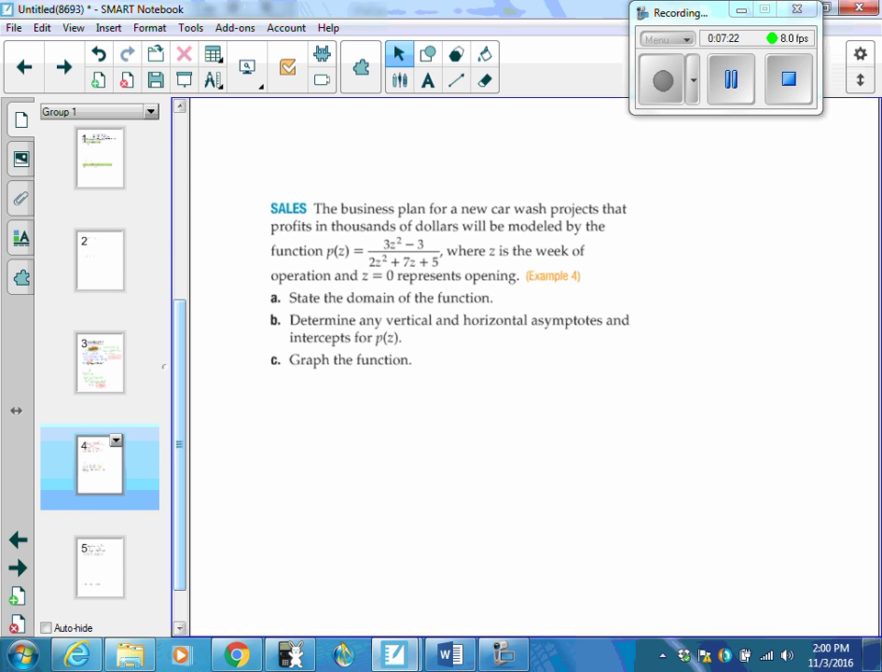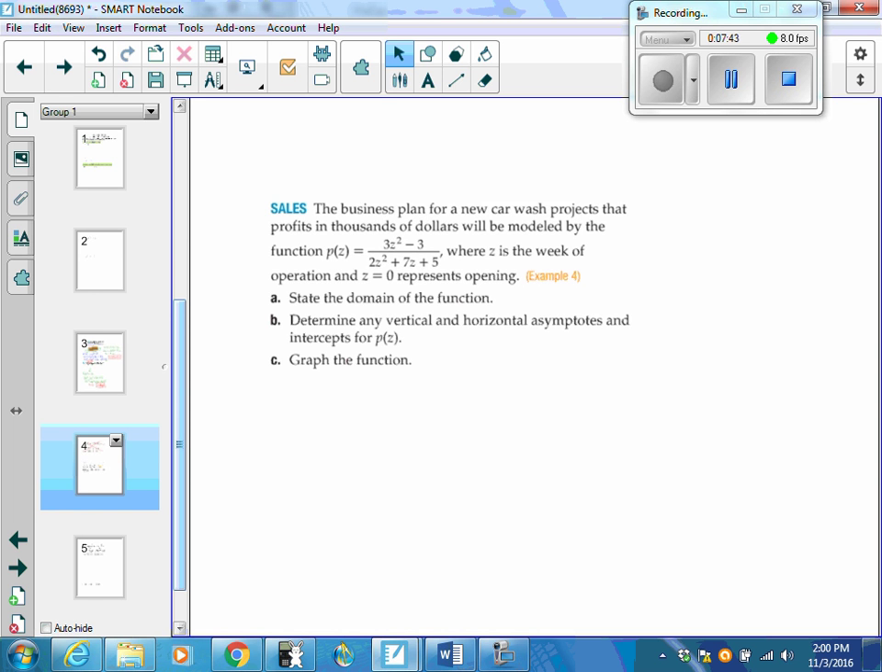It says the business plan for a new car wash projects that profits in thousands of dollars will be modeled by the following function, where z is the week of operation and z equals 0 represents the opening. We want to state the domain of the function.